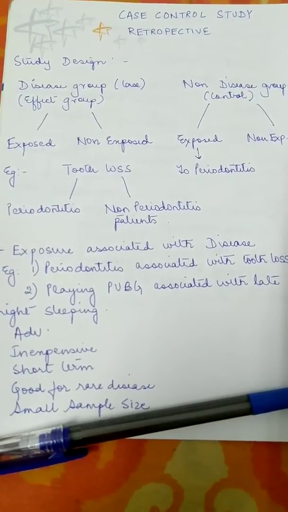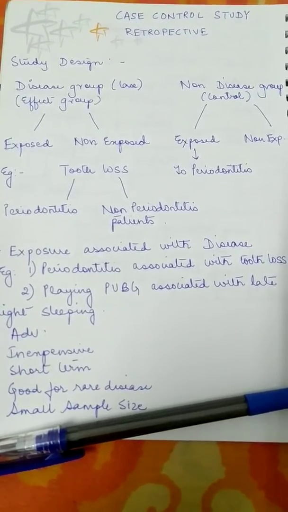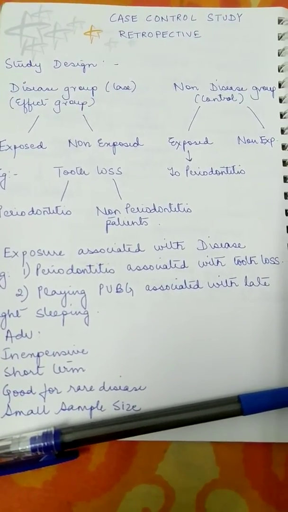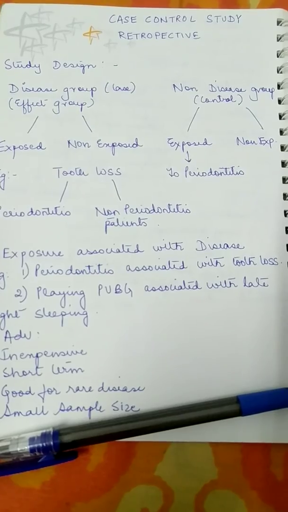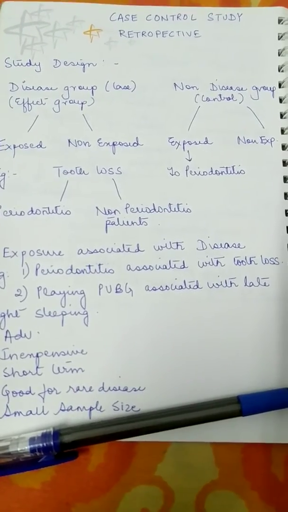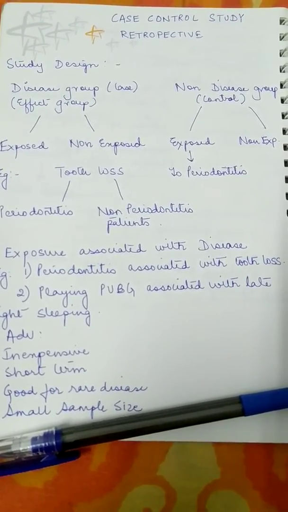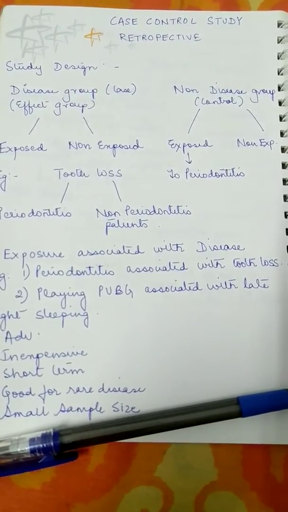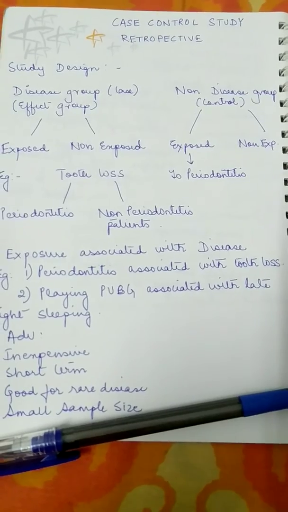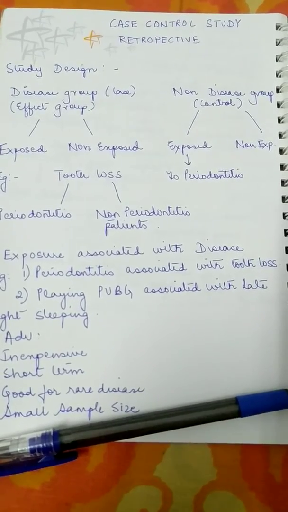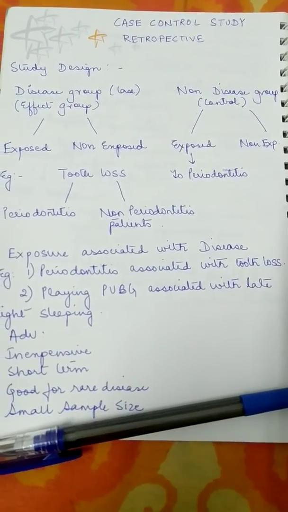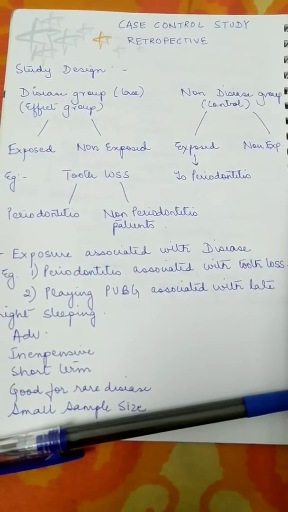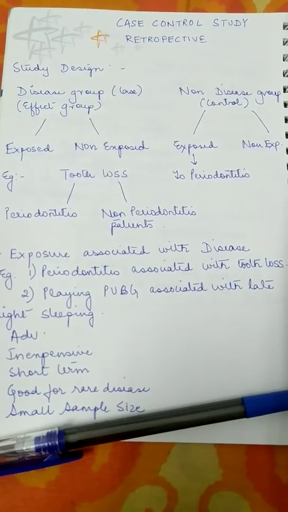So for example, if the disease is tooth loss, the exposed group will be periodontitis and the non-exposed group will be non-periodontitis patients. And we see that if periodontitis is associated with tooth loss, in the non-disease group, the exposure will be periodontitis, whereas the non-exposed group will be the one which are not exposed or having periodontitis, and so there is no occurrence of disease.